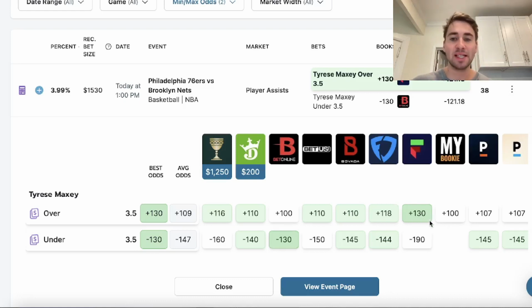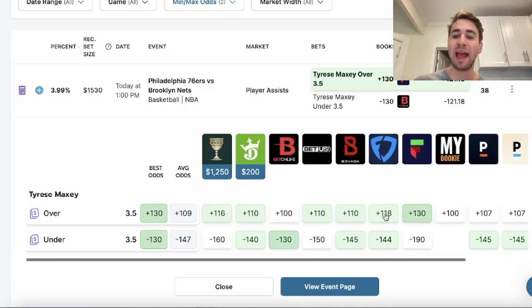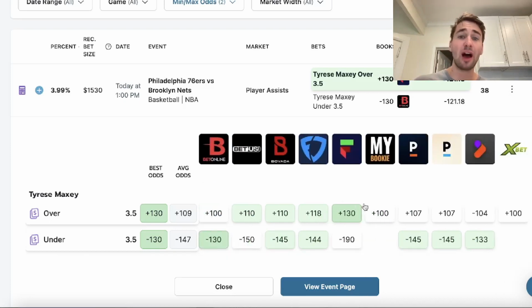So here you're going to see Maxey. We have dozens of data points, tons of data points, posting odds on Maxey's over under 3.5 assists. They're all around plus 110 odds, and we're getting plus 130 on Fliff. So we found a clear line discrepancy. Fliff is clearly screwing up. They're off from the rest of the market. We have dozens of data points telling us this line should be set around plus 110, and we're getting it at plus 130. So that's enough value to justify the bet to beat the vig and be a profitable play.